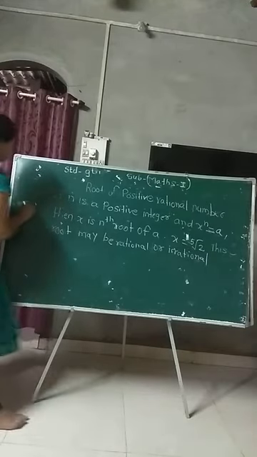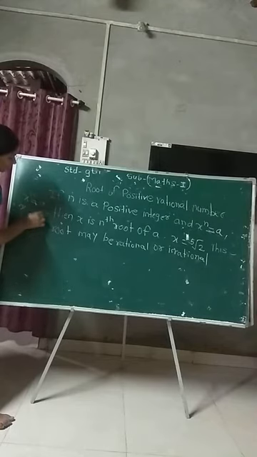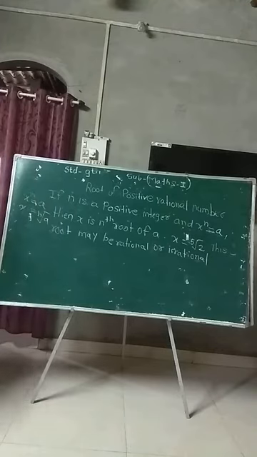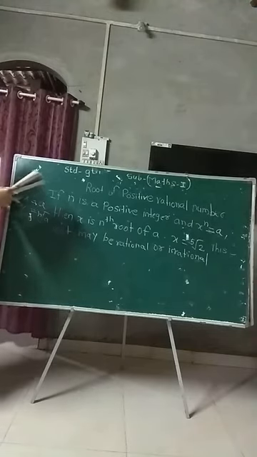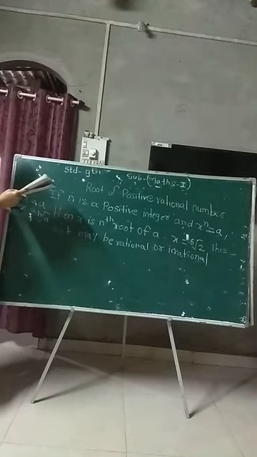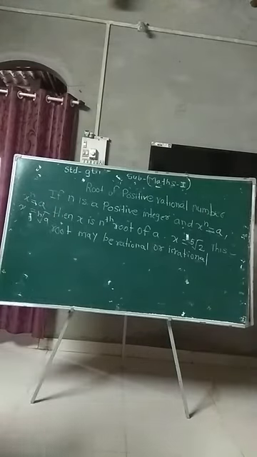Suppose x raised to n is equal to 8. Taking the nth root of both sides, x is equal to the nth root of 8. Then this number x is either rational or irrational. Let's see an example.